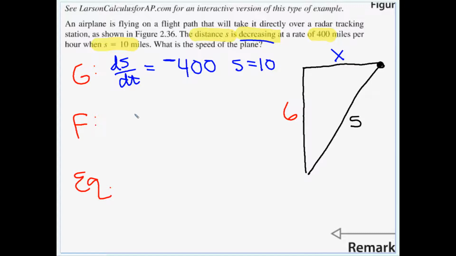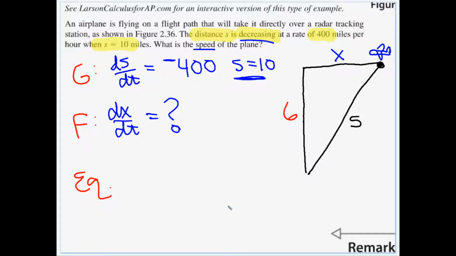What do they want us to find? It says, what is the speed of the plane? Well, remember the plane is here, flying to the left. There's a terrible little airplane. But it's flying this way, and we want to find the speed of that plane. So that's going to be how fast x is changing. We want to find dx dt. dx dt is equal to question mark. This would be at the same time when s equals 10.